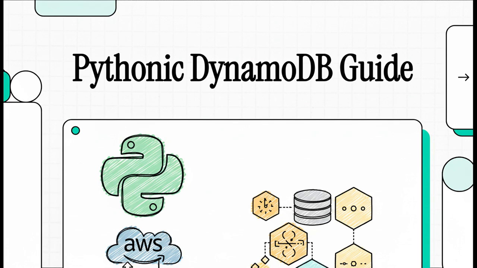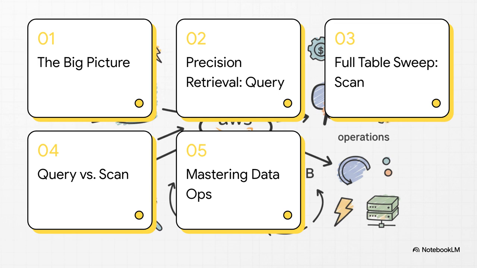In this explainer, we are going to break down exactly how to master its core operations for code that's not just functional, but clean, efficient, and ready to scale. So, here's what we're going to cover.